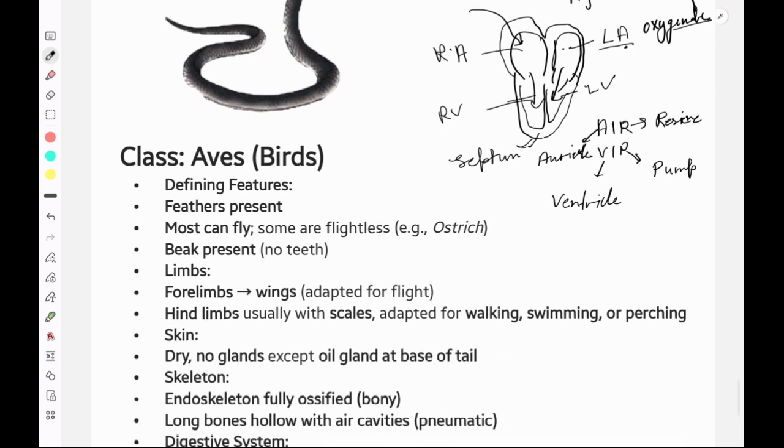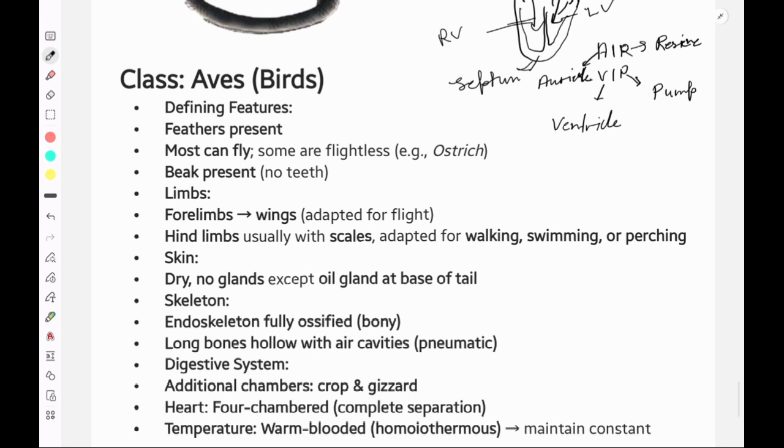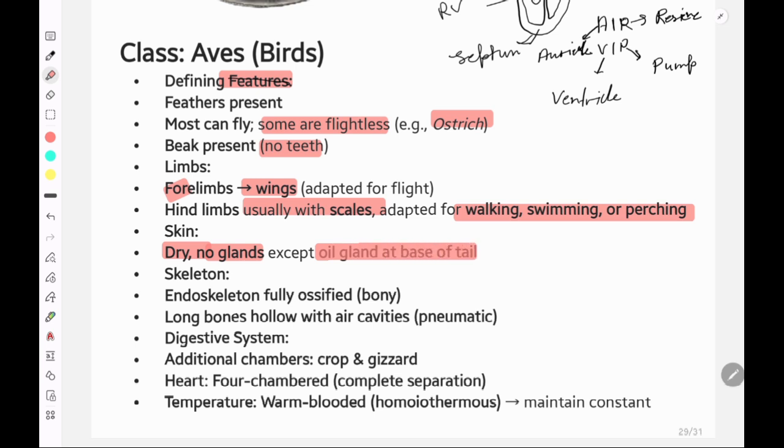Why are we discussing this? Because our next class, class Aves, all the organisms or animals of this kingdom have a four chamber heart. Defining features: all of them have feathers. Most of them can fly. Some are flightless birds like the ostrich. They have a beak but do not have teeth. Limbs: they have four limbs, the forelimbs converted into wings adapted to fly. For some, like penguins, they are helpful in swimming. Hind limbs usually have scales, adapted for walking, swimming, and perching. The skin is dry and does not have glands except the oil gland at the base.